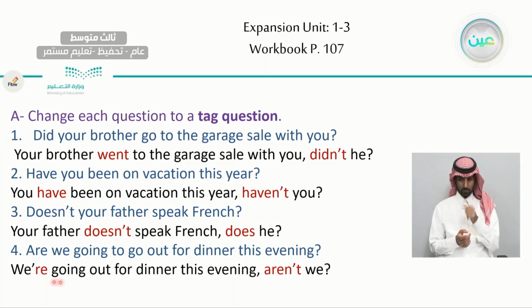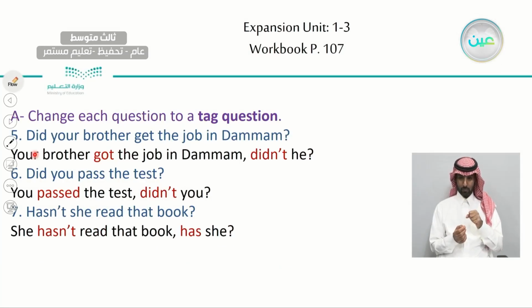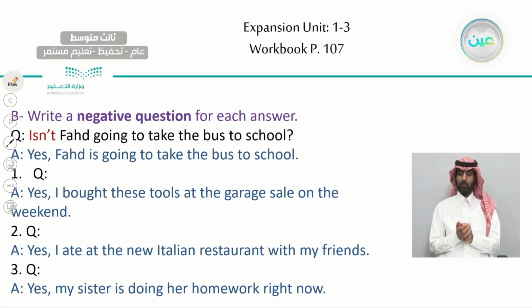Number 4, you're going out for dinner this evening, aren't you? 5, your brother got the job in Dammam, didn't he? 6, you passed the test, didn't you? 7, she hasn't read that book, has she? Okay, this is for the first exercise.